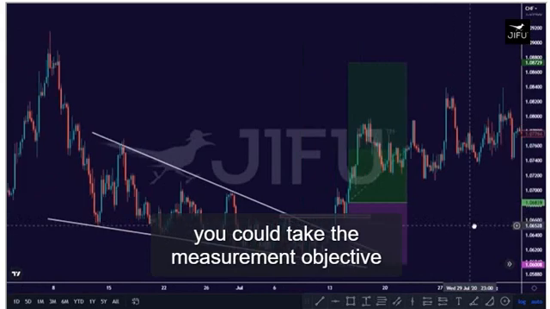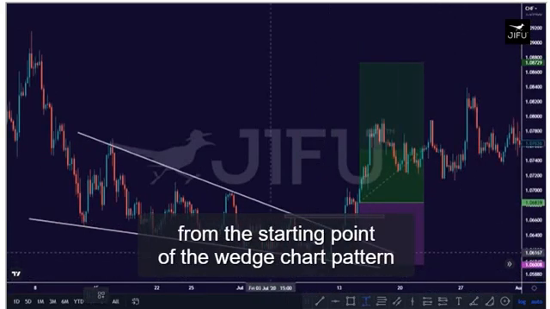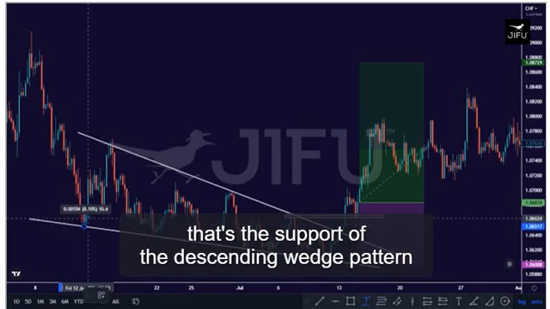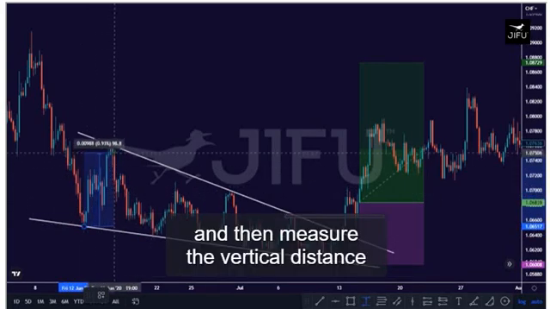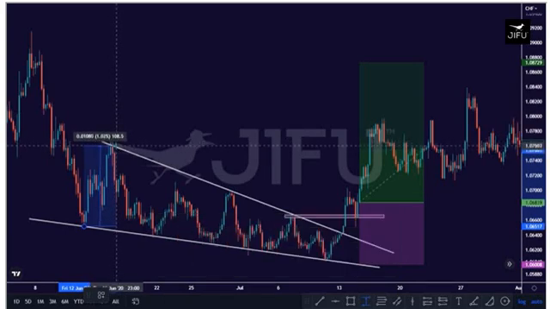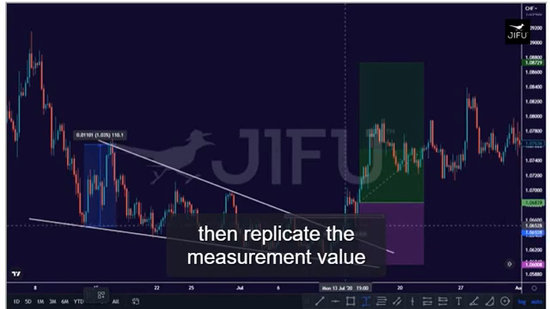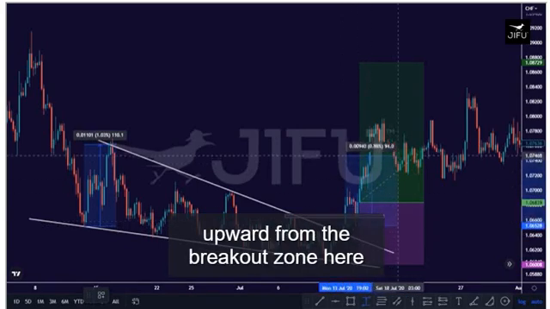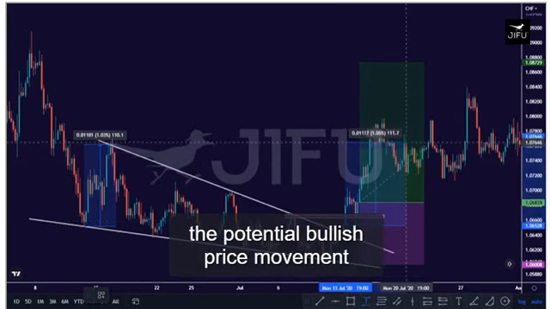Alternatively, you could take the measurement objective from the starting point of the wedge chart pattern, that's the support of the descending wedge pattern, and then measure the vertical distance up to the starting point of the upper trend line, the resistance. Then replicate the measurement value upward from the breakout zone here in order to forecast the potential bullish price movement.